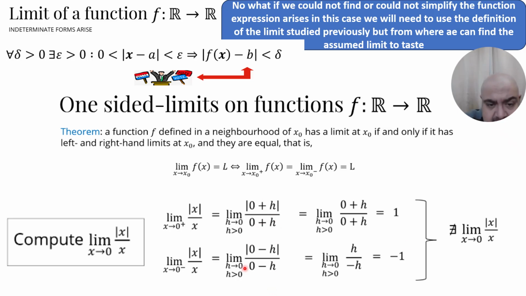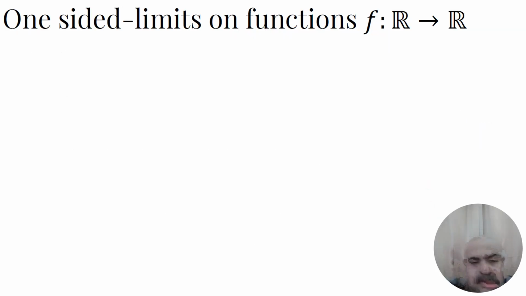Instead of doing this part, I can simply replace absolute x in the case of 0 positive to be positive x, and negative x in the case of 0 negative. They will cancel and you will have the same result as you can see.